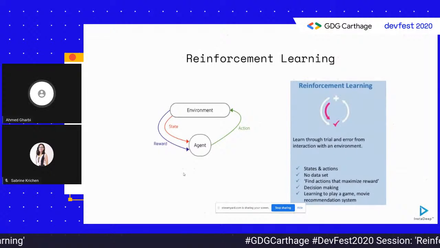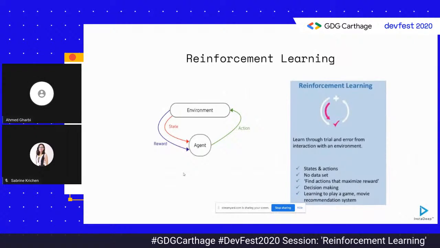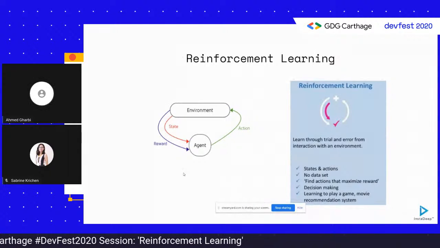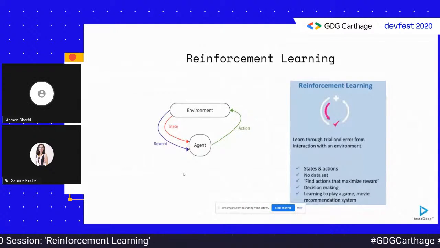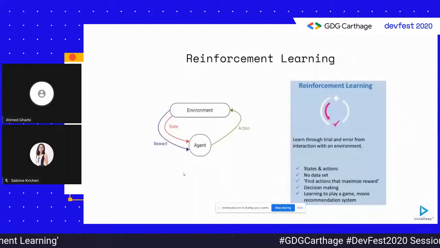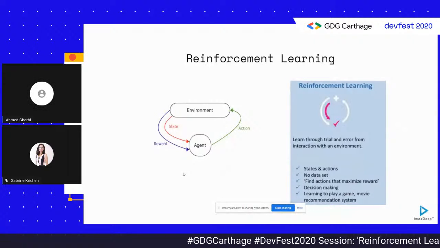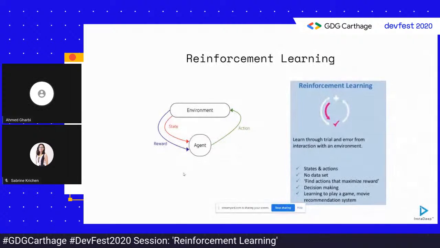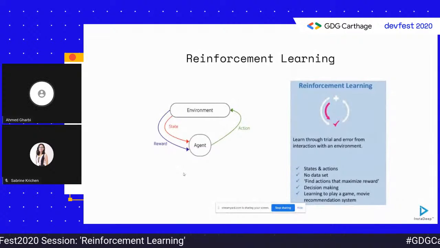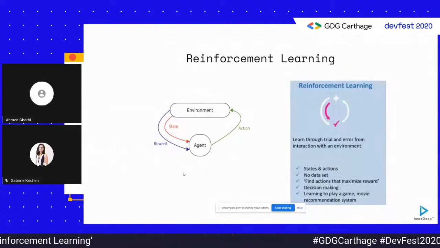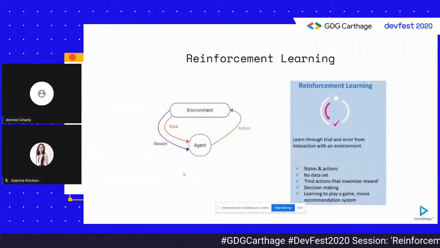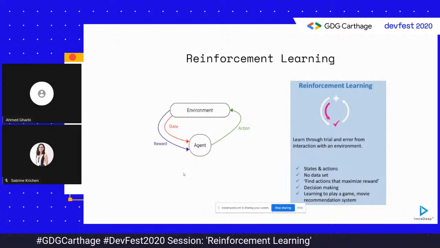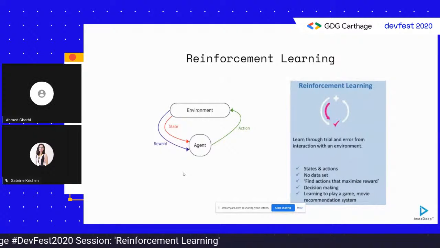So another emerging field in AI that seems to have a promising future is reinforcement learning. So what is reinforcement learning? Reinforcement learning is a learning paradigm that is inspired by how humans and animals learn. So scientists assume that humans learn through trial and error from interaction with their environment. And one particularity that distinguishes reinforcement learning is that there is no dataset in reinforcement learning.